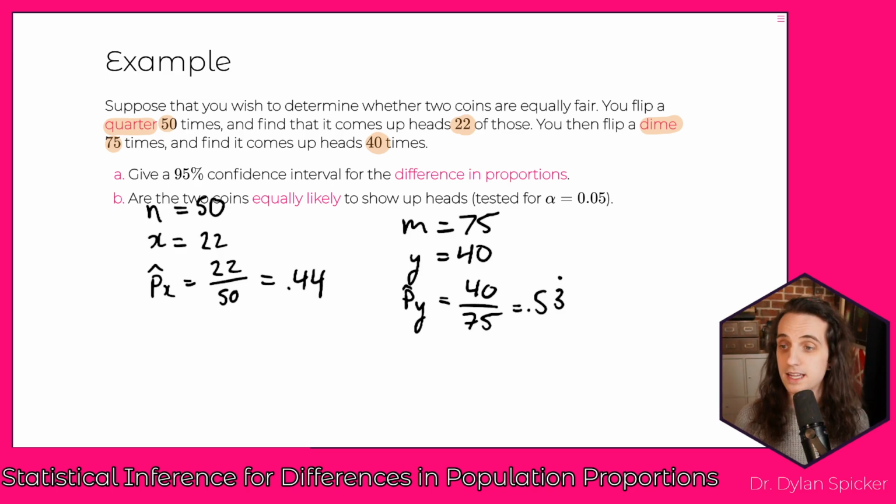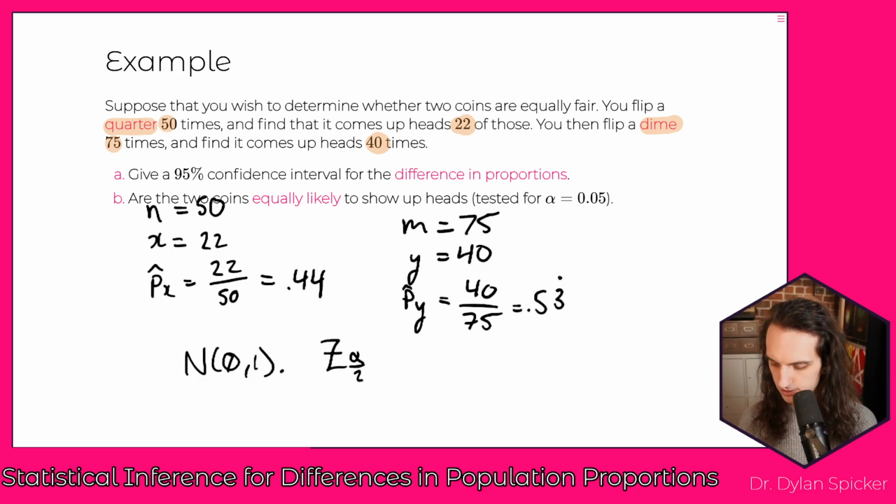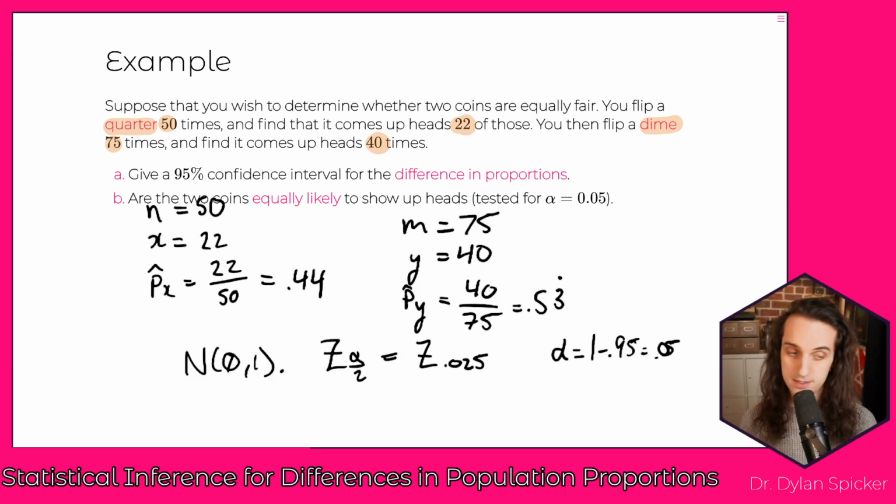And so in that case, we are going to have our 2 different proportions here. And then what we can say is that under the null hypothesis, we're going to be dealing with the normal 0, 1, right? Or in terms of our sampling distribution, we'll be dealing with the normal 0, 1. So then we're going to want z of alpha over 2, which is going to be z of 0.025, since we have alpha equals 1 minus 0.95, which is our 0.05. Okay, so we have a 5% level of significance here. And so our normal distribution is going to work out here.